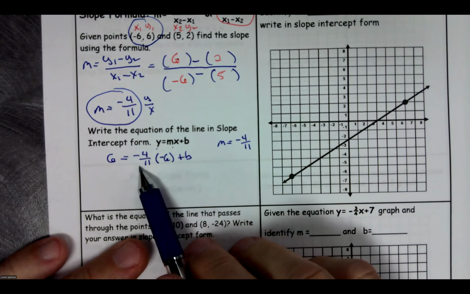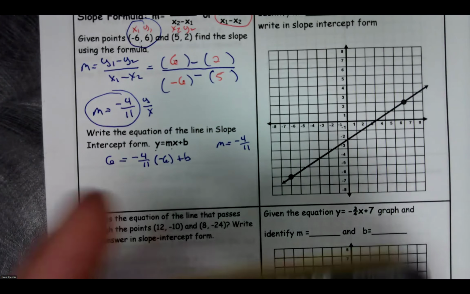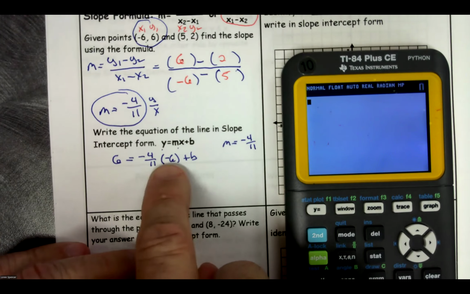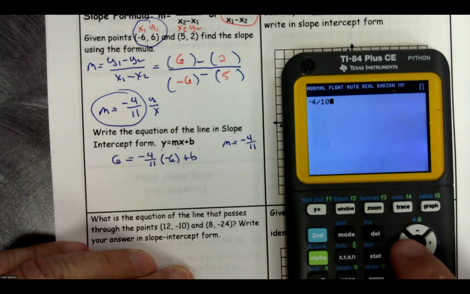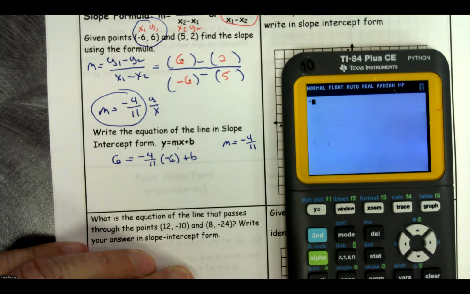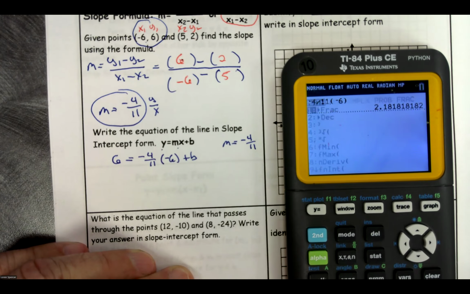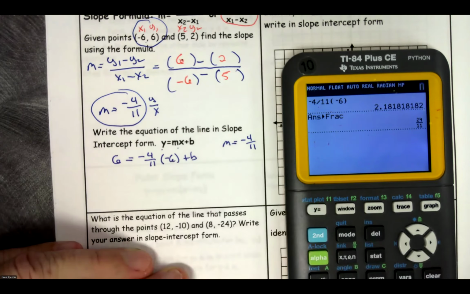Okay, so now we can solve that. I'm going to just grab a calculator to help us out. When we multiply this, we're going to go -4 divided by 11, parenthesis, -6. And we get 2.188, and I'm going to turn that into a fraction. So I'll press the math button and then enter twice. And I get 24/11, because essentially I'm just putting it over 1.